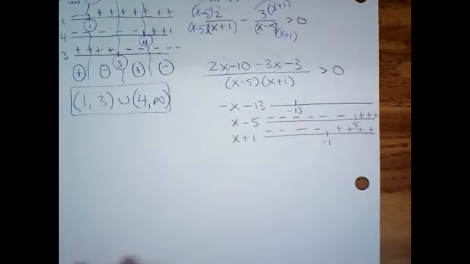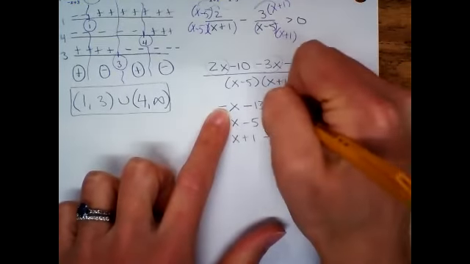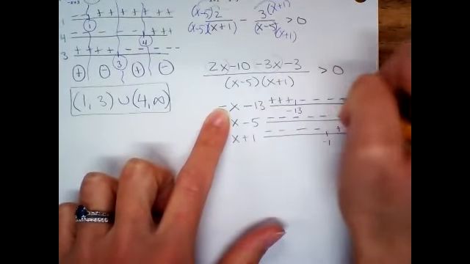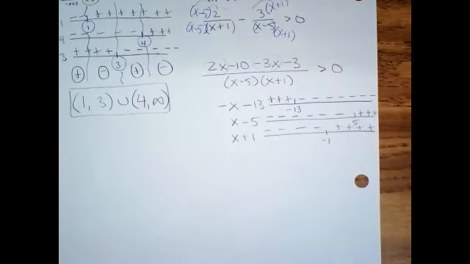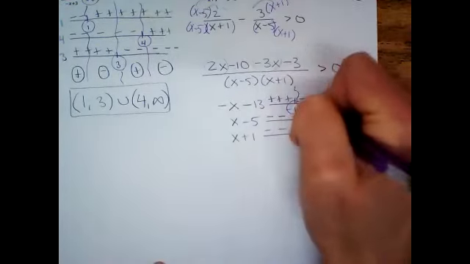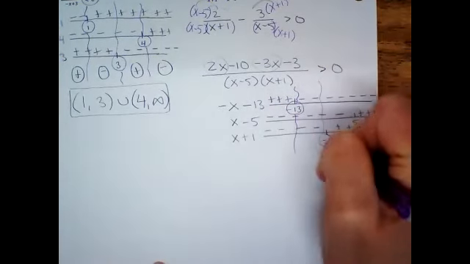This one, you can pick a test number, but this negative is going to make it opposite. So it's going to be positive and then turn negative. Again, pick a test number if you're unsure or you don't believe me, but it's going to be backwards because of the negative. And so we sliced up our number line into these 4 sections.